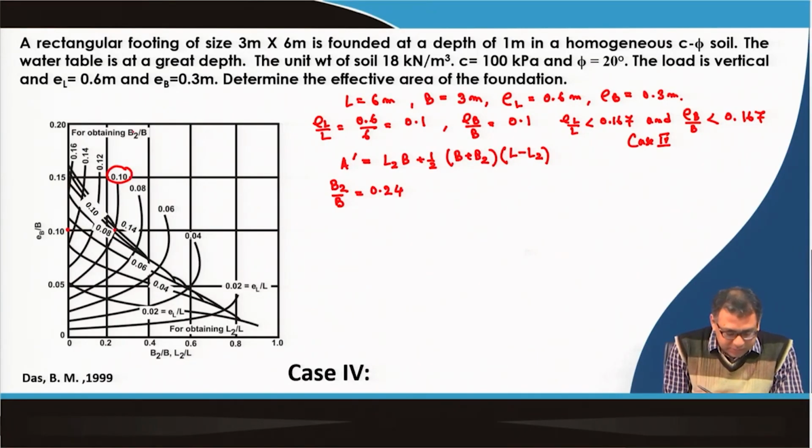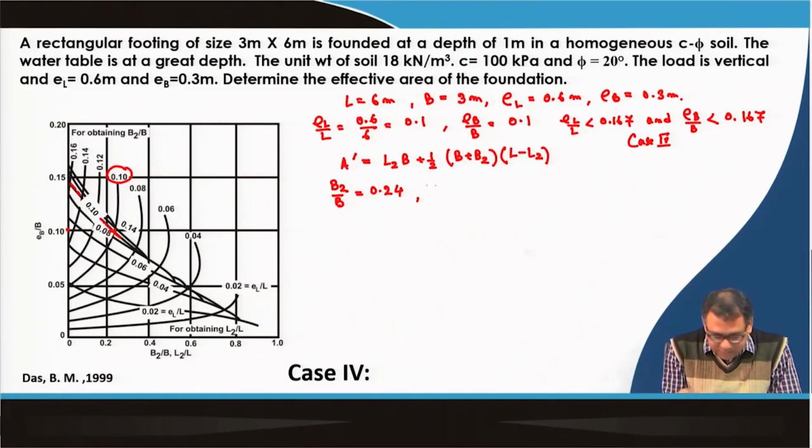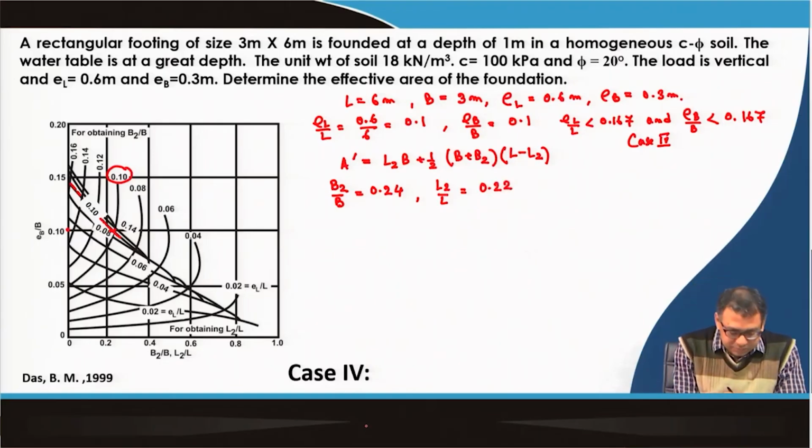Now, for the downward curve, these are the values. So, this is 0.02, 0.04, 0.06, 0.08. So, this is the line which is coming from here and passing from here, and which is roughly passing from here. So, more or less the same value. So, here the downward curves will give me the L2 by L. So, L2 by L is equal to 0.22. Clear? So, one is 0.24 and the other is 0.22.